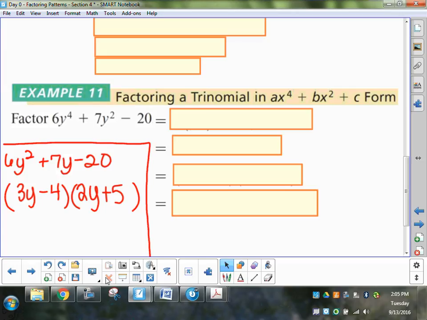Remember, we need values in the beginning that multiply to 6y to the 4th. And then those values towards the end are going to have to give me a 7y squared. What do you say? 3y squared minus 4 and then 2y squared plus 5. There you go. What we did in the red is called a related equation. So you should be able to make those connections.